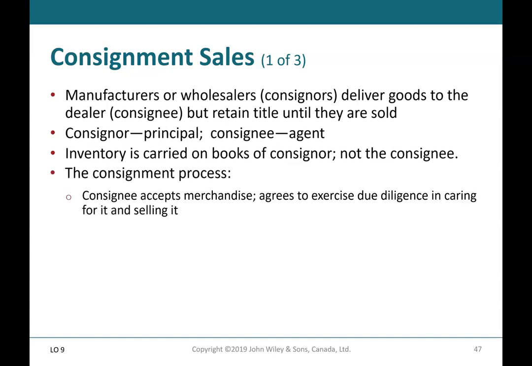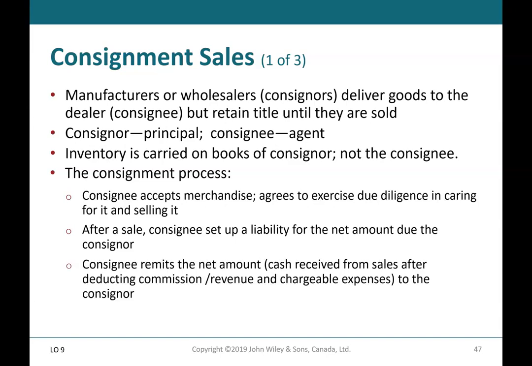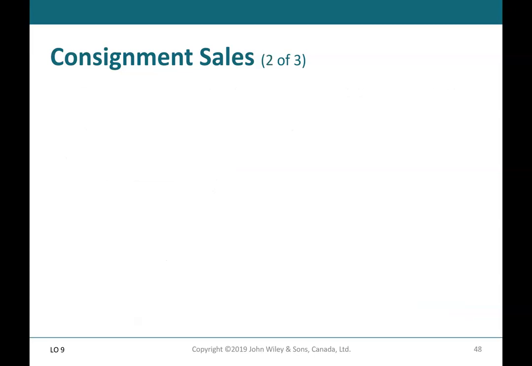The consignment process. Consignee accepts merchandise, agrees to exercise due diligence in caring for it and selling it. After a sale, consignees set up a liability for the net amount due the consignor. Consignee remits the net amount of cash received from sales after deducting commission, revenue, and chargeable expenses to the consignor. Consignor recognizes revenue only after receiving notice of the sale and the cash remittance.